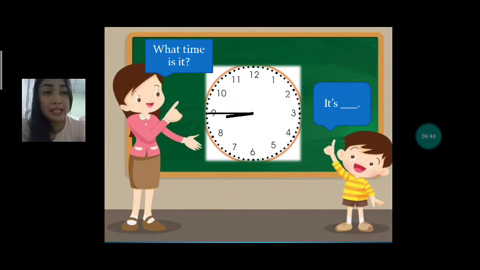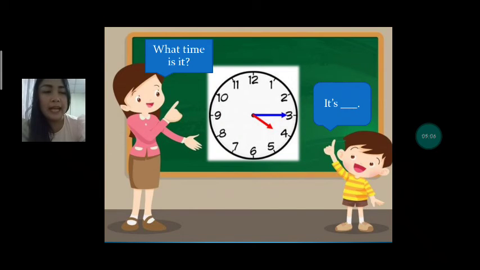Okay, next. The short hand is pointing to number 8 and the long hand is pointing to number 9. What time is it? Again, let's count by 5: 5, 10, 15, 20, 25, 30, 35, 40, 45. It's 8:45. Very good. How about this one?